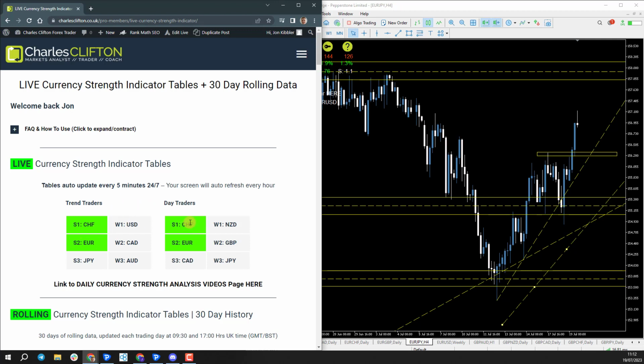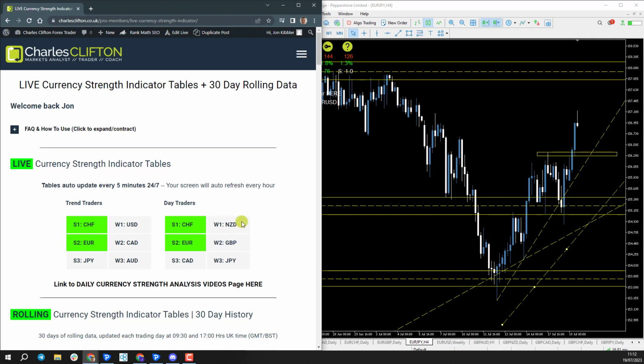Now you can see that the Swiss franc still remains the strongest currency out there on both tables, so that's still going to be somewhere where we want to focus our attention. And we can also see the euro is the strongest as well, so looking to potentially continue that euro strength that we've been talking about in these past couple of videos. So want to continue to look at that one.